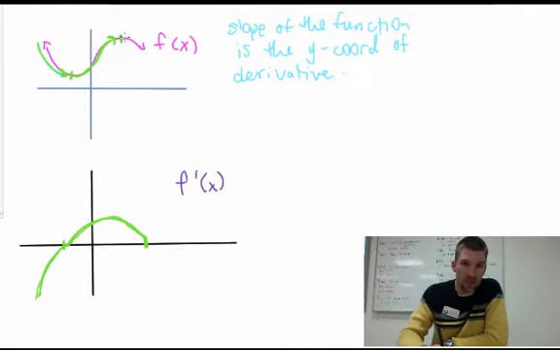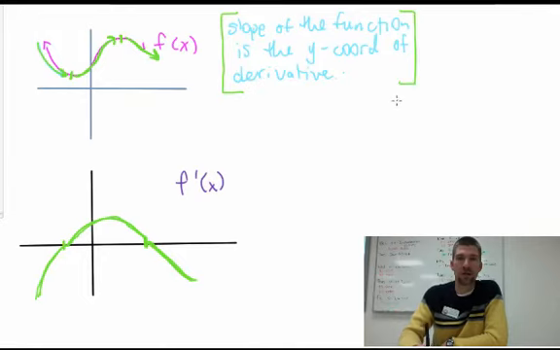And then once we hit that peak, the slopes of my function change and are now negative. So my slopes now change and turn negative. So this is a possible graph, maybe not an exact graph, of the derivative based on what we know. Okay, so the slope of your function is the y-coordinate of your derivative, and that's how we can graph these guys.